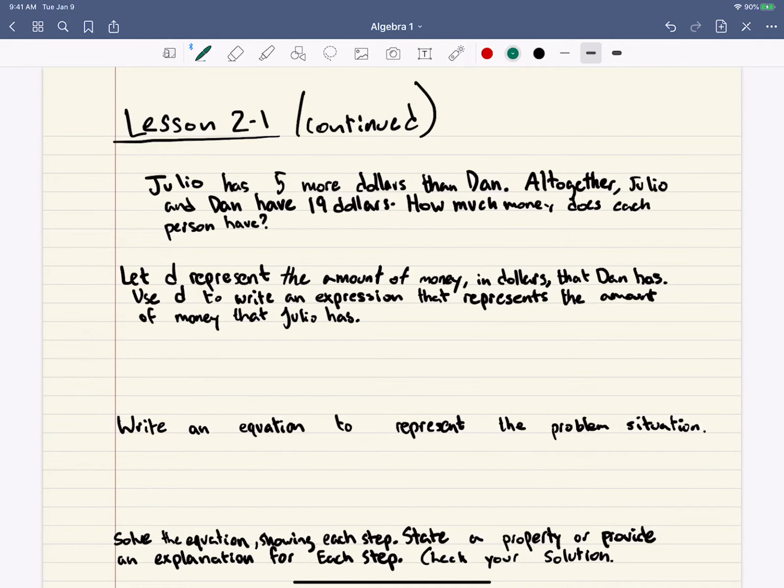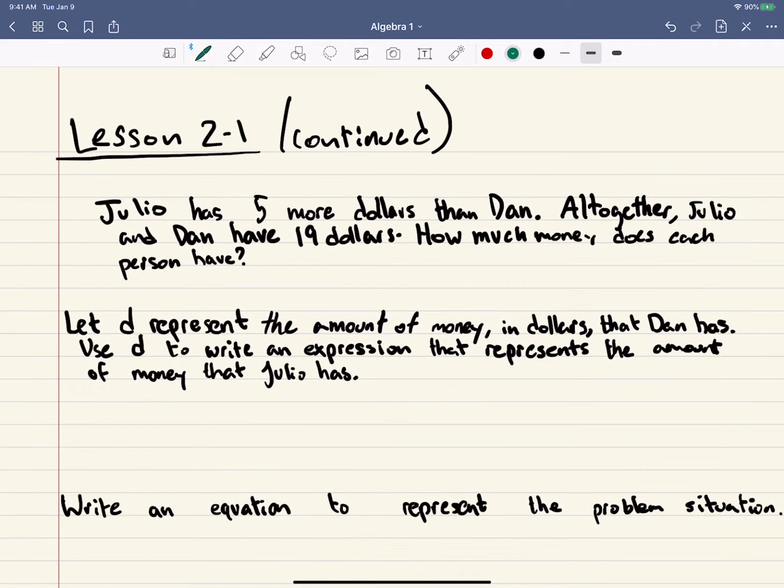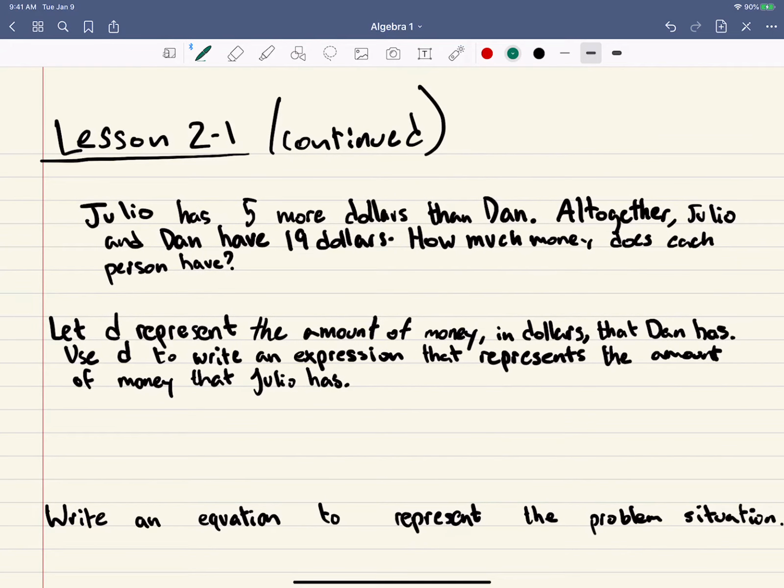All right, so that was using the algebraic method. Now we're going to learn how to use equality equations to solve real-world situations. We're going to take a little bit of time here, but if you really want to pay attention, you'll see how we break down this problem. So let's read the situation.